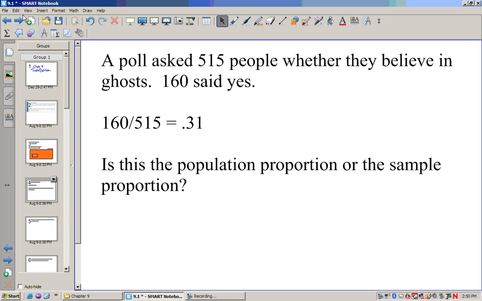So if this is our entire population, we're just going to ask a small section, and that's going to be our sample. A poll asked 515 people whether they believed in ghosts, and 160 said yes. So 0.31: is this the population proportion or a sample proportion? Hopefully everybody is saying it's the sample proportion. So we can write p hat is equal to 0.31. And this is pronounced p hat. It's got a little hat on it.